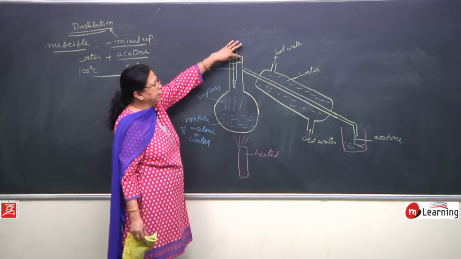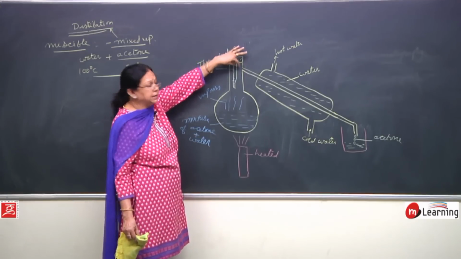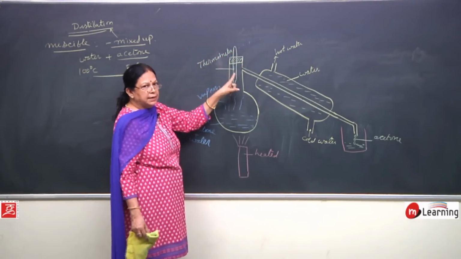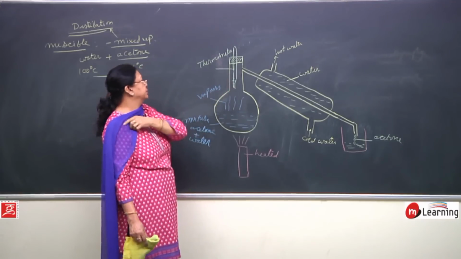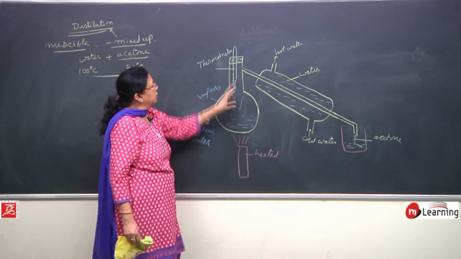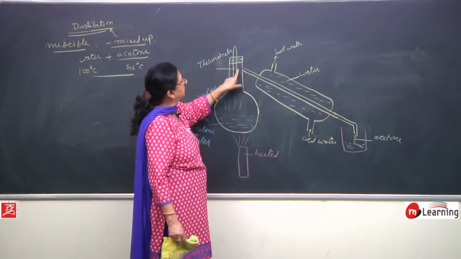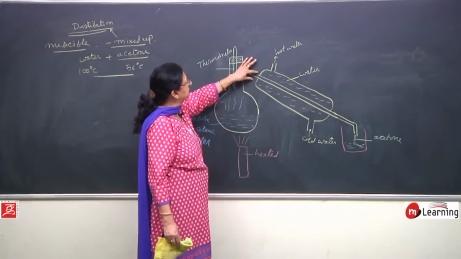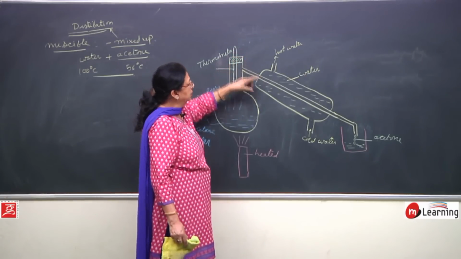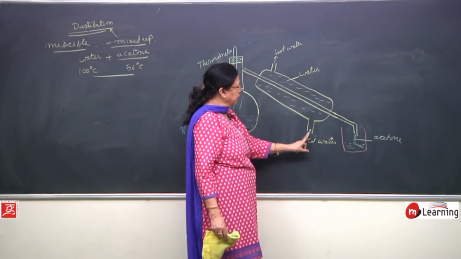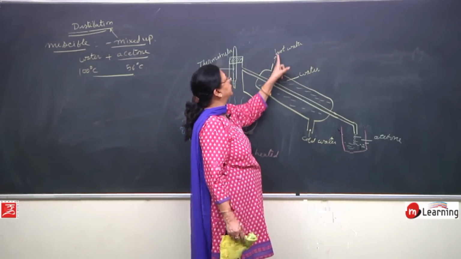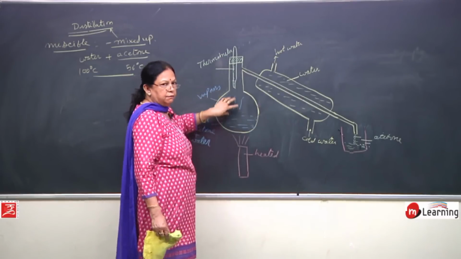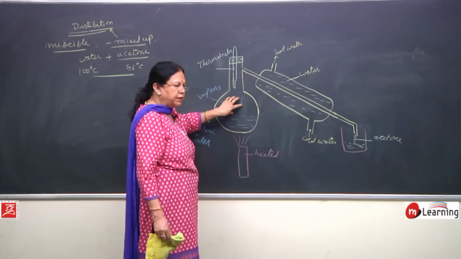There is a cork, and in this cork there is fitted a thermometer. You can see the change in temperature on the thermometer. Here, all the vapors which are coming out go to a condenser. This condenser is attached to the flask. In the condenser, cold water comes from here and hot water goes out. So, when this mixture is heated, vapors of acetone will be formed first.